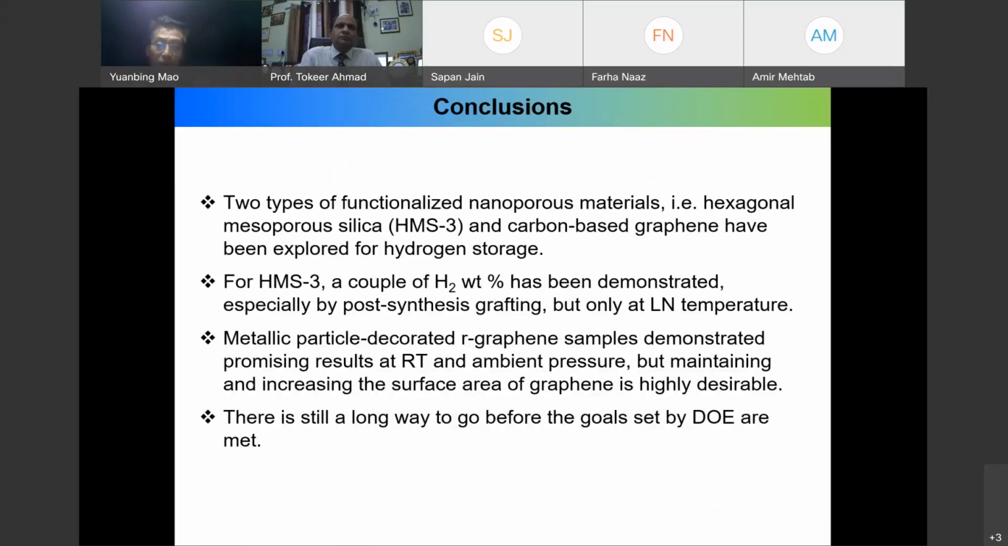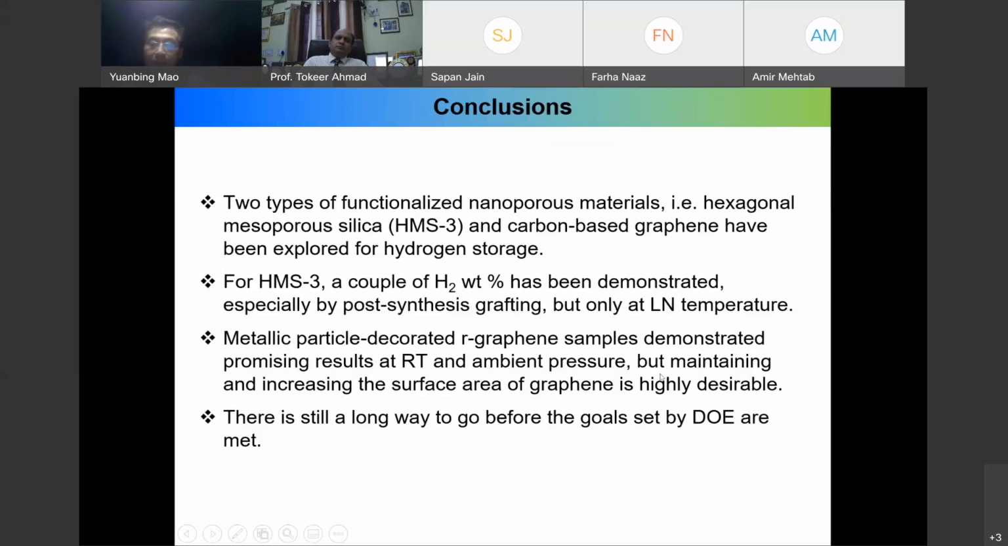So with that, to conclude, I showed you a few examples. The first one is that we used the hexagonal porous silica and then functionalized it, right? And then we showed better performance of this functionalization, right? But anyway, the measurements were done at liquid nitrogen temperature, right? And then in the later part, I showed you some examples about the metallic particles decorated reduced graphene oxide samples, right? And the result was taken at room temperature and ambient pressure.